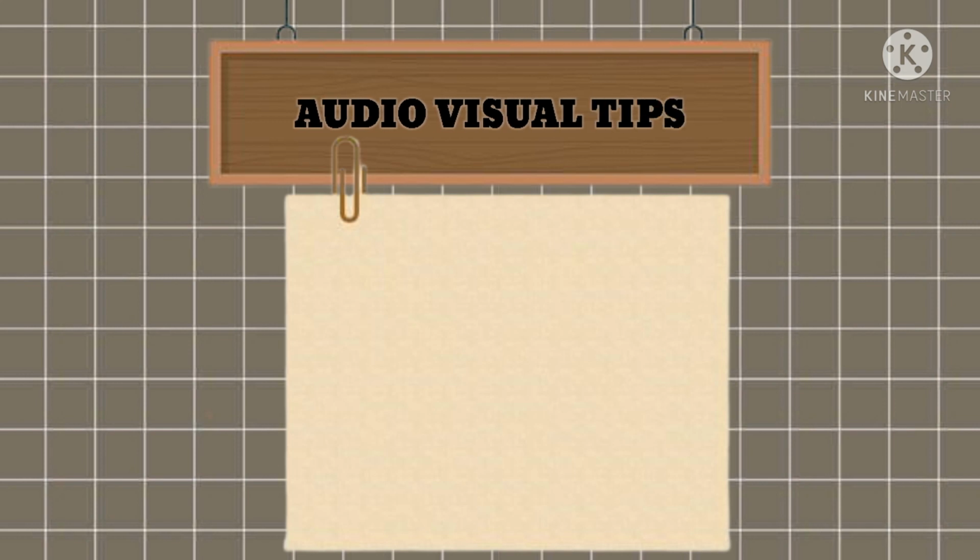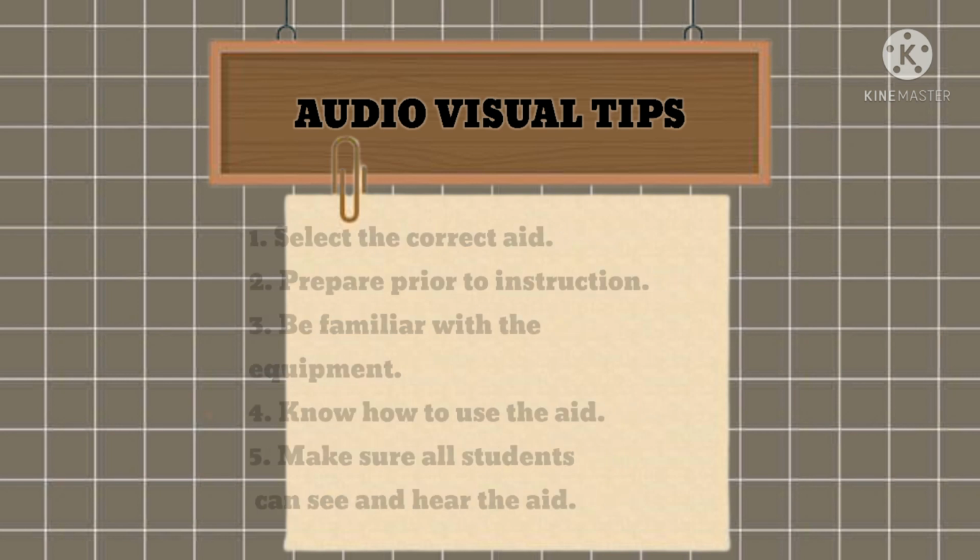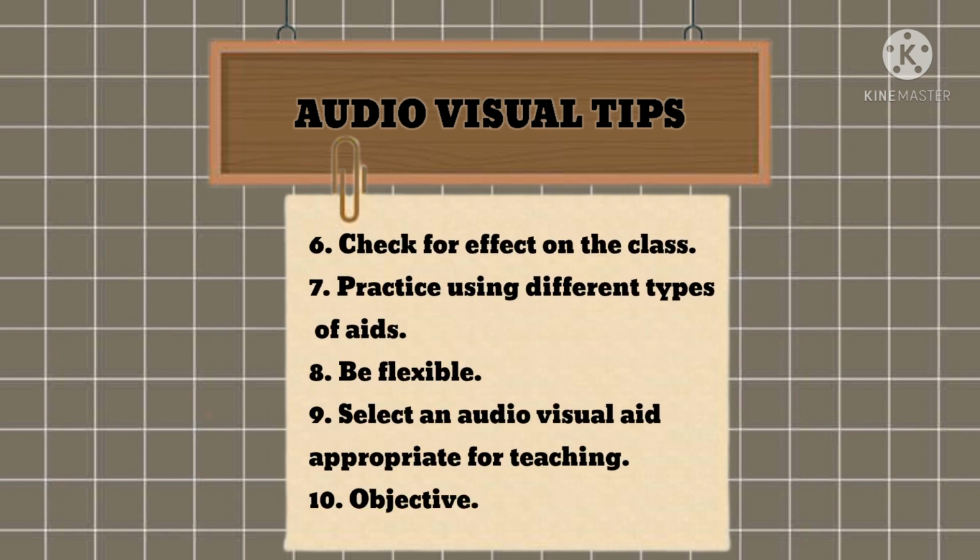Let's go deeper on the tips on audiovisuals. First, select the correct aid. Second, prepare prior to instruction. Third, be familiar with the equipment. Fourth, know how to use the aid. Fifth, make sure all students can see and hear the aid. Sixth, check on the effect for the class. Seventh, practice using different types of aids. Eighth, be flexible. Ninth, select an audiovisual aid appropriate for teaching. Tenth, objective.